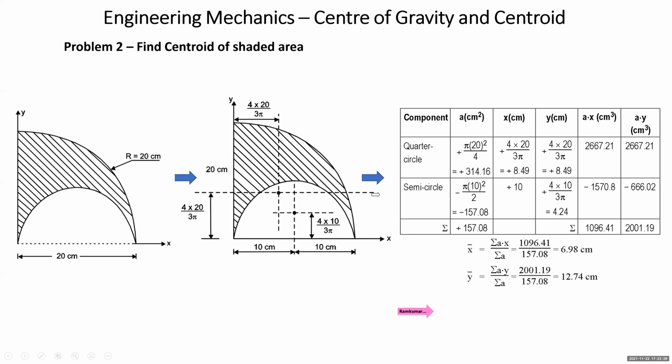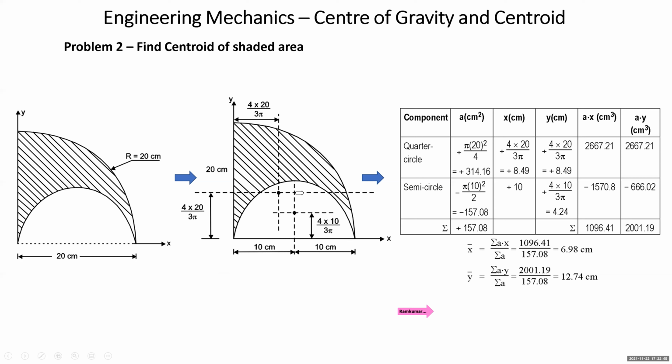Centroid of a quarter circle is at a distance of 4r upon 3 pi from each base. This is one base of the quarter circle. This is 4r upon 3 pi. Radius is 20, so 4 into 20 upon 3 pi. This is another base. It is at 4r upon 3 pi. All right. Come to the semicircle.